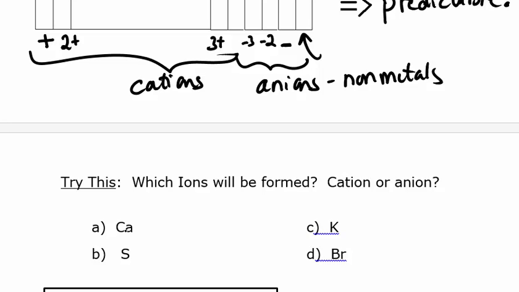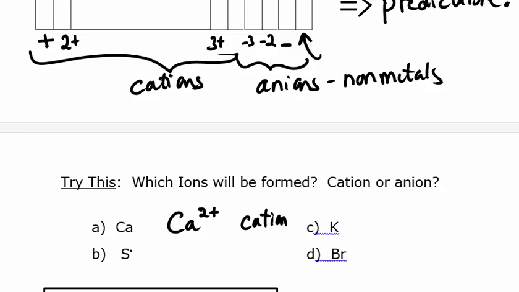So for example, calcium. You know calcium is in group 2, so it must be a 2+ charge. And 2+ is a cation. Whenever it's positive, it's a cation. So try the rest, and then check your answers.